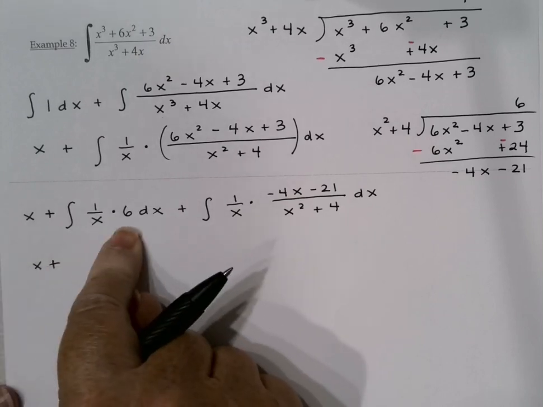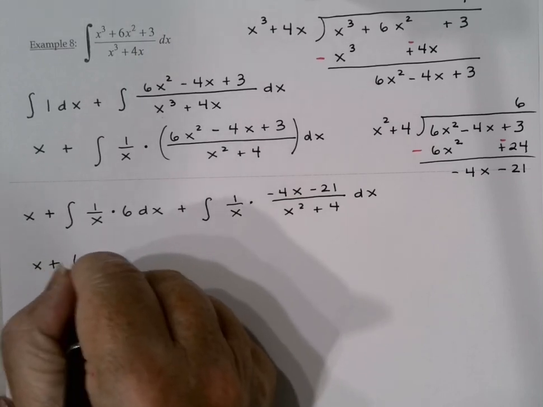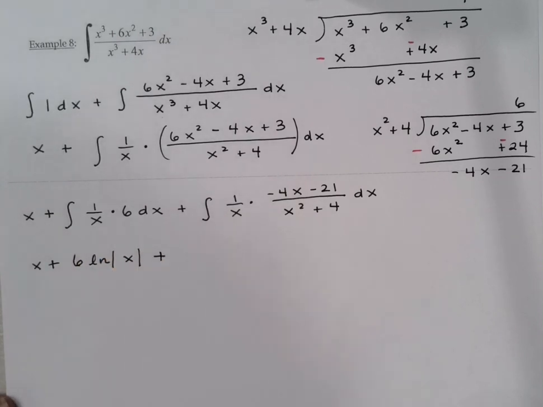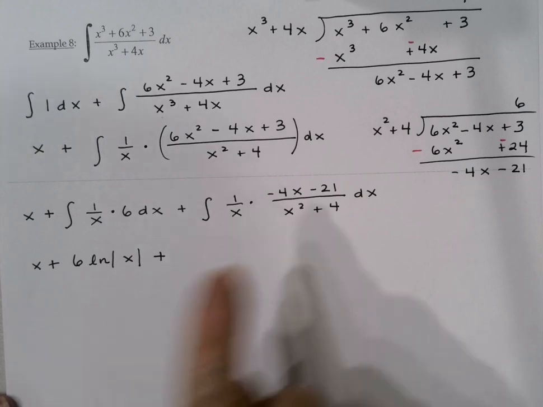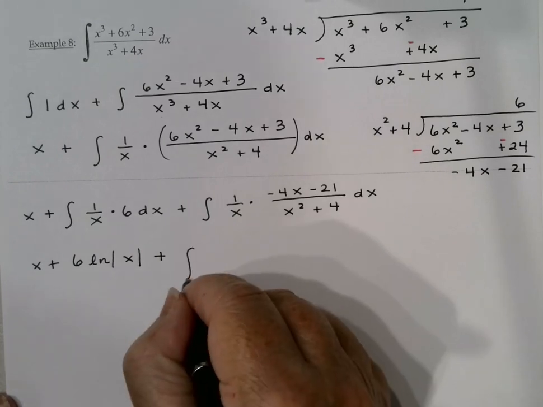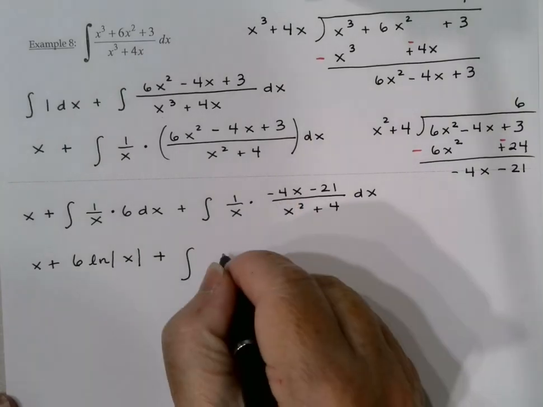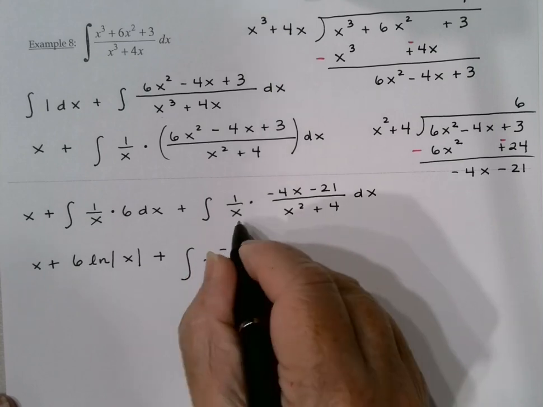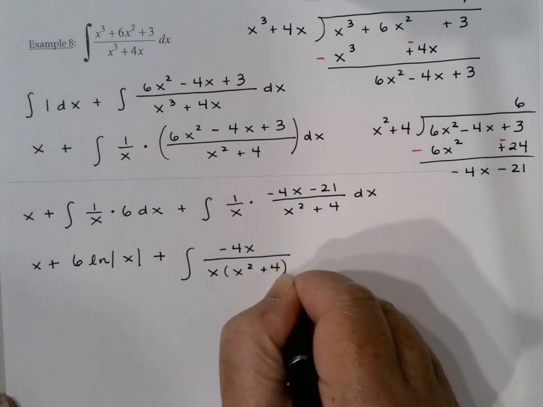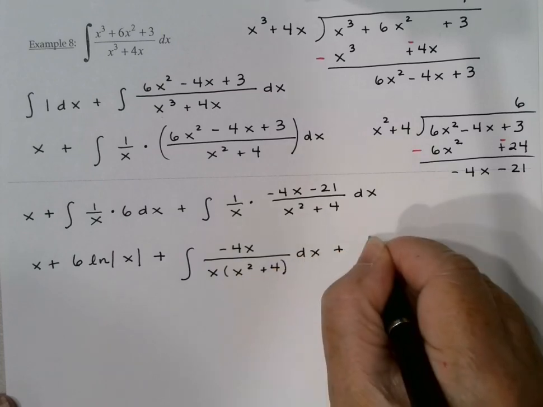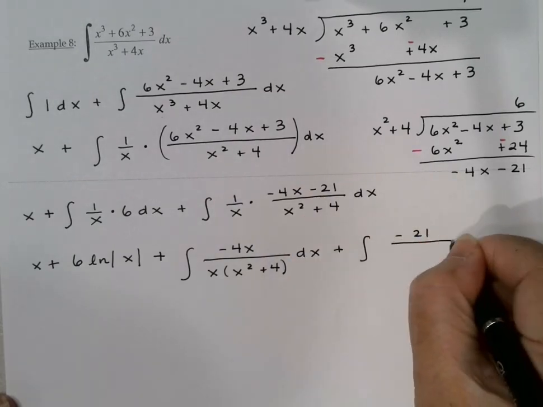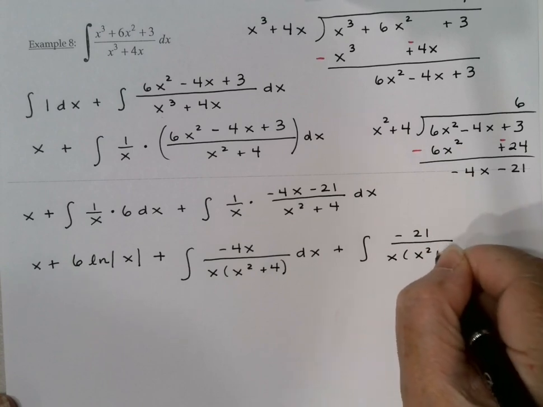This one's now easy: 6 times the natural log of x. And for the second part, I'm actually going to break it up. I'm going to split up this fraction like we've often done. I would have one integral that's the negative 4x over the denominator, x times x squared plus 4. And then a second integral that's the negative 21 over x times x squared plus 4.